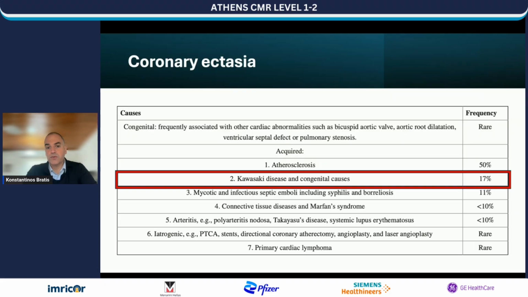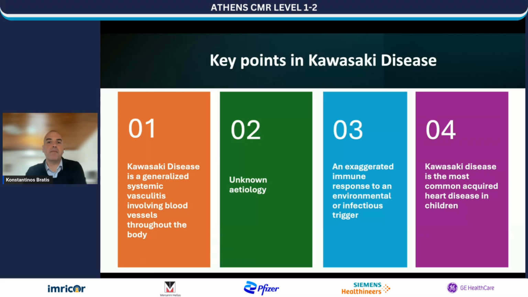In this presentation, we'll use Kawasaki disease as a paradigm, and we may be able to provide an answer to the question that was raised by Sophie and Manos just before on the metric analysis of the coronary vessel wall. So Kawasaki disease is a generalized systemic vasculitis involving merely all arteries of small and medium vessels of the body, but primarily the coronary ones.